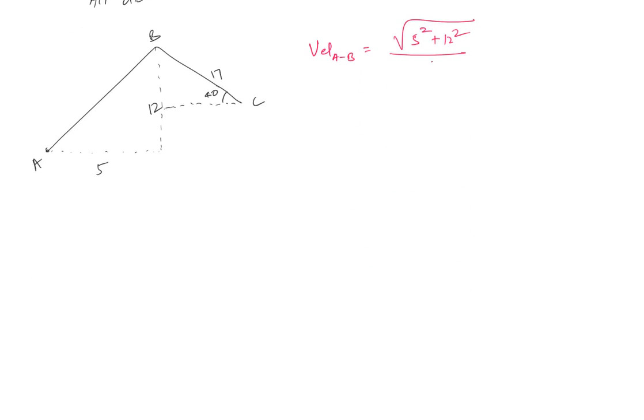4 seconds. So 5 squared is 25, 12 squared is 144, so that's 169. Square root of 169 is 17, I believe. Let me check it. So, square root of 169, oh sorry, that's 13, divided by 4. 13 divided by 4, 3.25 meters per second.